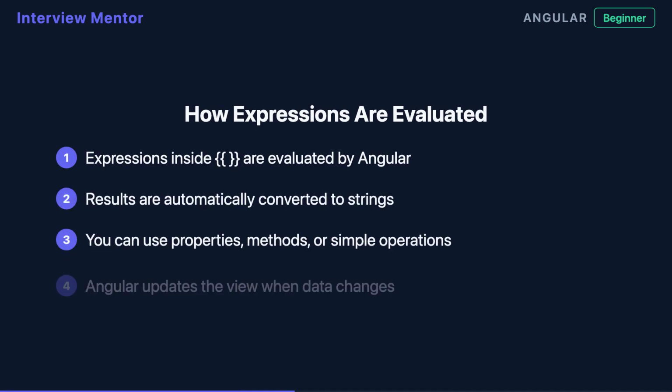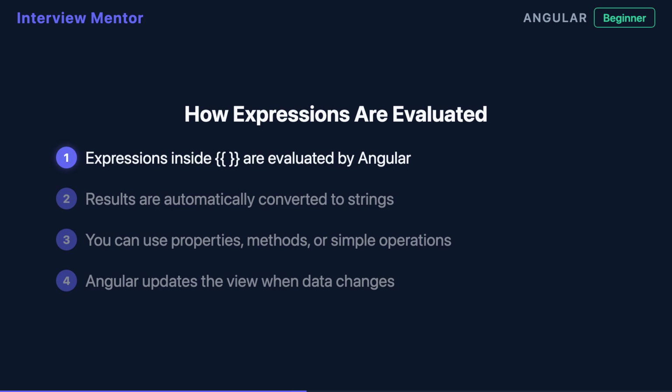Angular evaluates whatever expression you put inside those curly braces and converts the result to a string for display. This means you can interpolate numbers, booleans, objects, or even the results of method calls. Angular handles the type conversion automatically, making it easy to display any kind of data in your templates.